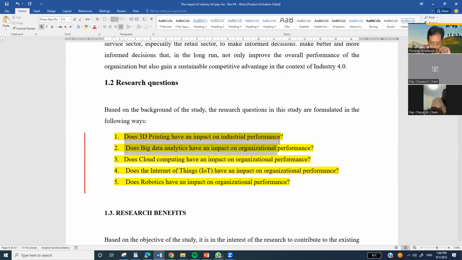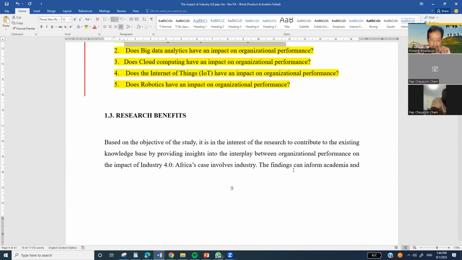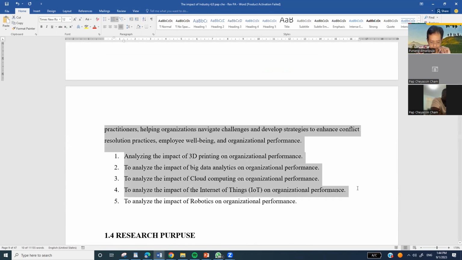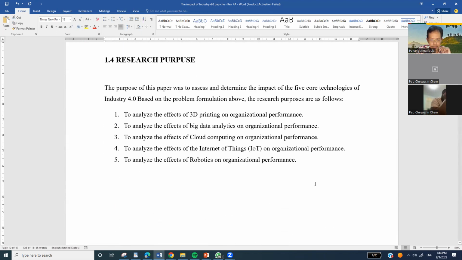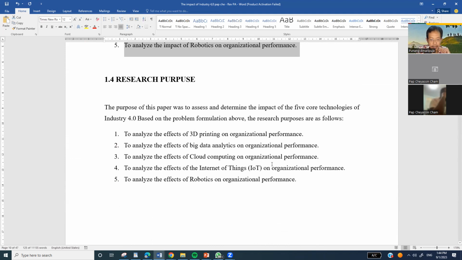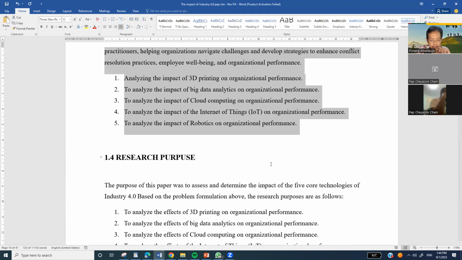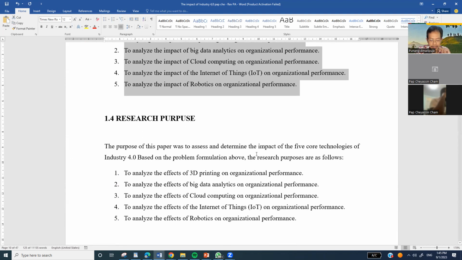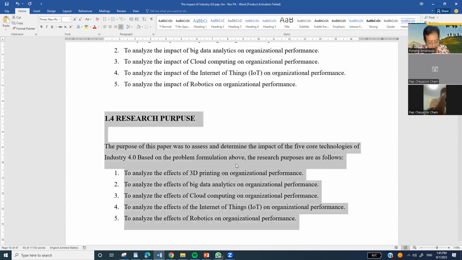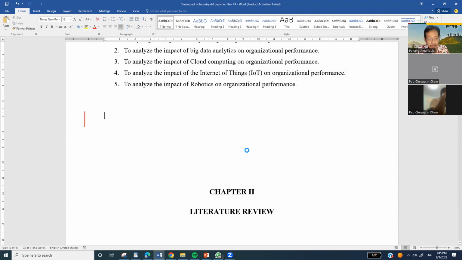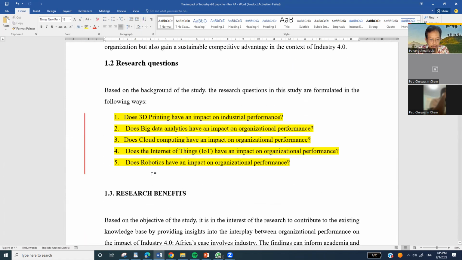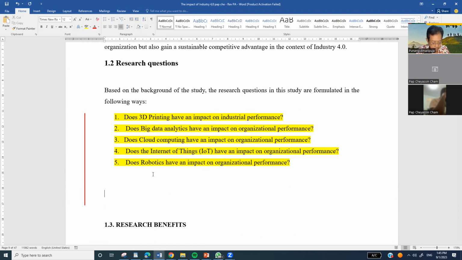The format is correct, but the variables and the indicators maybe you would have to revise. Research benefit goes after research objectives or research purpose. Research purpose is also fine. Okay. And it's actually the same here, right? So yes, I'll just move this to the top. Okay. Here, I'll put it here.